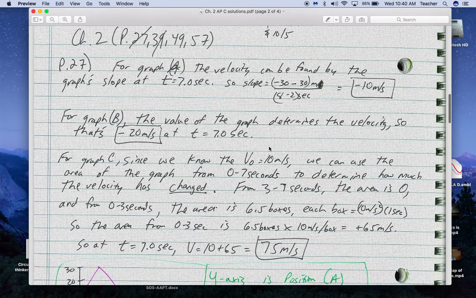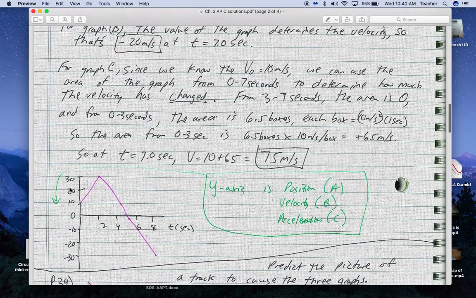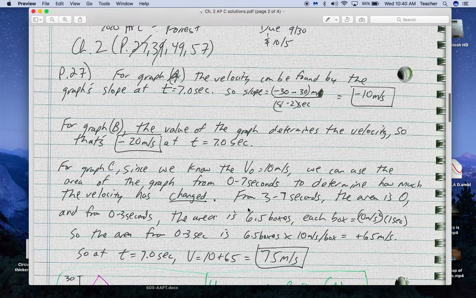For problem 27, it was looking at 3 graphs. Basically, the shape of the graphs all look like that, but initially you had for graph A, it was a position graph, B, a velocity graph, C, an acceleration graph. So the slope of a position graph lets us know the velocity, and at 7 seconds it was this.